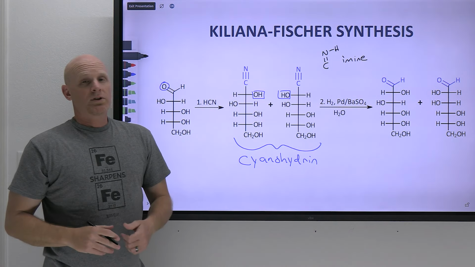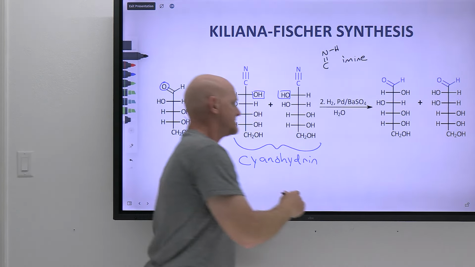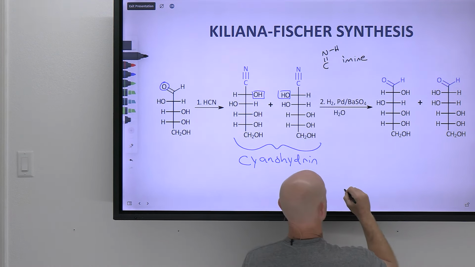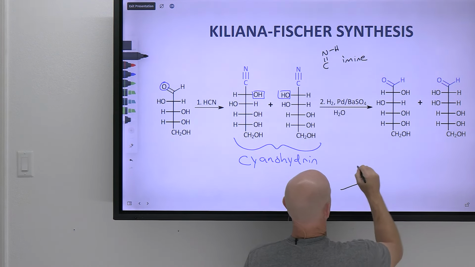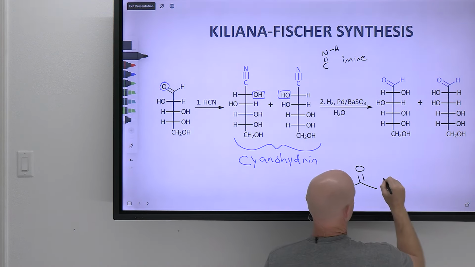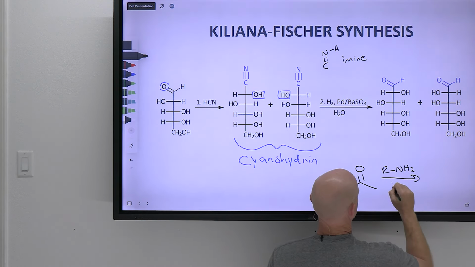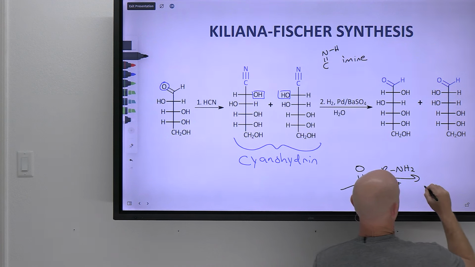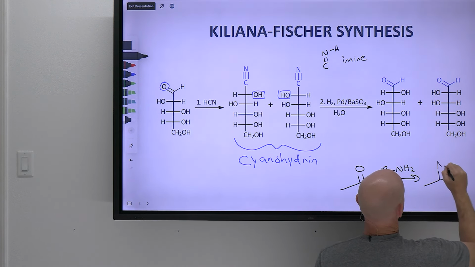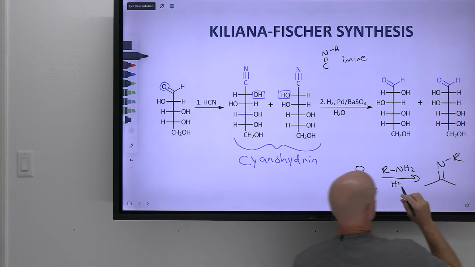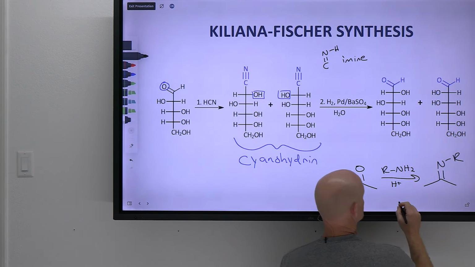I want to review something we learned about with imine formation. With imine formation, we looked at this a couple of different ways. We started off with a ketone or aldehyde. We reacted it with a primary amine under acidic conditions. And that carbon-oxygen double bond was replaced with a carbon-nitrogen double bond. And it loses the 2 hydrogens along the way, so we lose water.